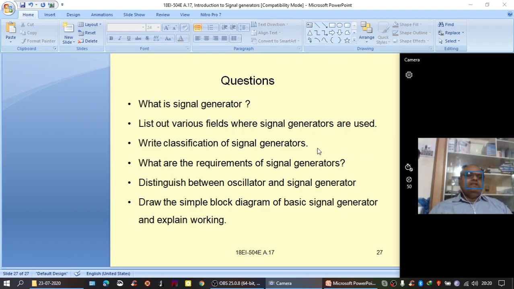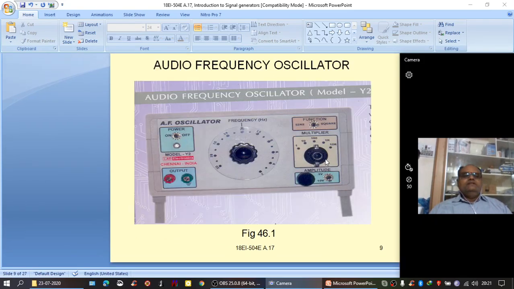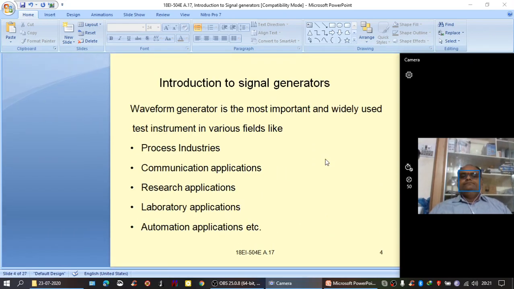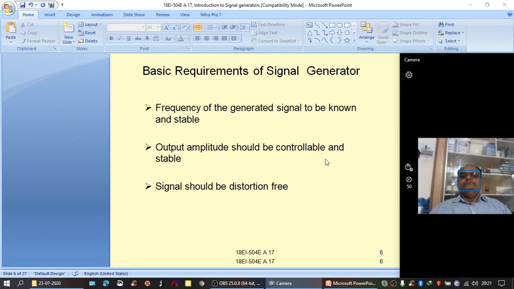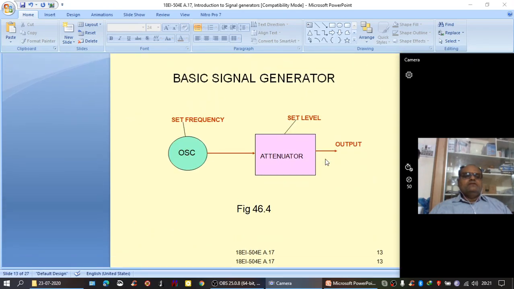Classification of signal generators: based on the frequency range, a variety are there. Based on the shape, two types are there, and then based on what is the other criteria? Based on the design principle: feedback and negative resistance oscillators.